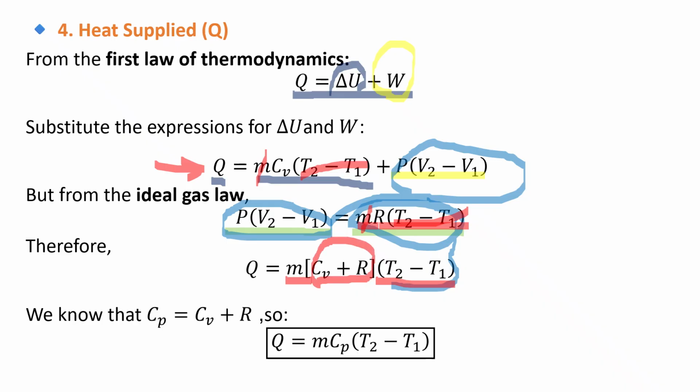Cp minus Cv equals R, so this value is nothing but Cp. So what is the heat supplied value? Q equals mCp(T2 minus T1). So Q value is available, U value is available, and W value is available for the constant pressure process.